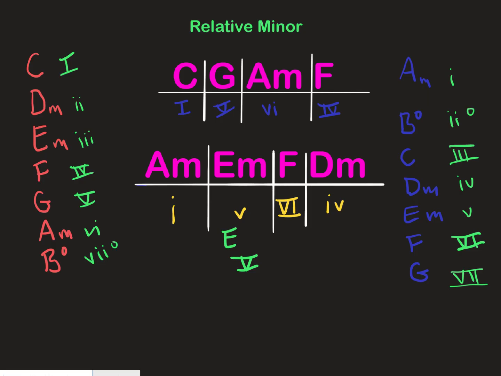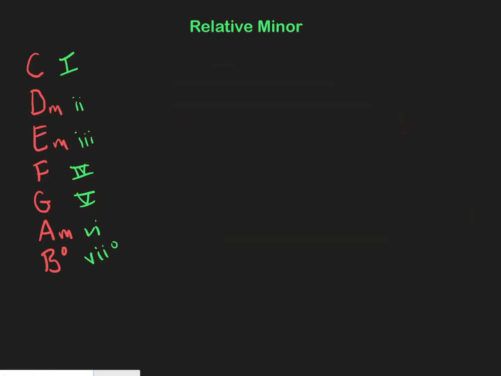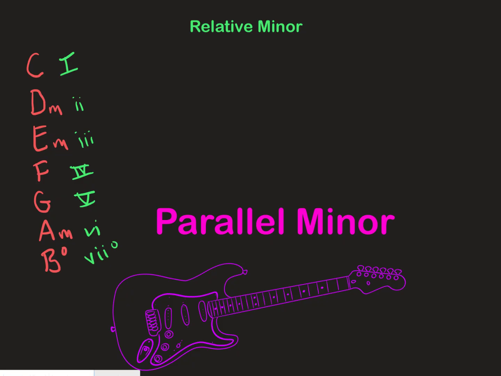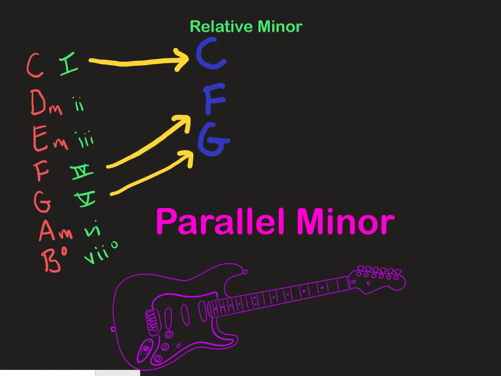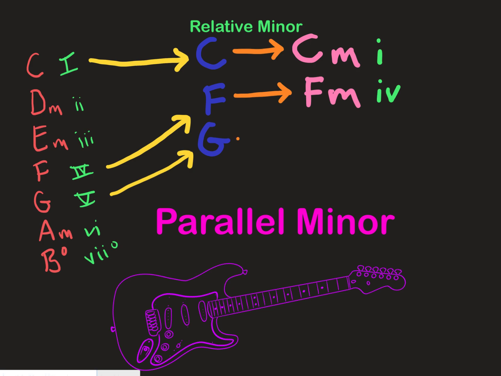So now here's a different concept, parallel minor. Instead of changing the tonal center, I keep the same tonic, but change the notes. So C major becomes C minor. C is the 1 chord, F is the 4 chord, G is the 5 chord. And then we change it into C minor. C minor becomes the 1 chord, F minor becomes the 4 chord, and G minor or G major becomes the 5 chord.